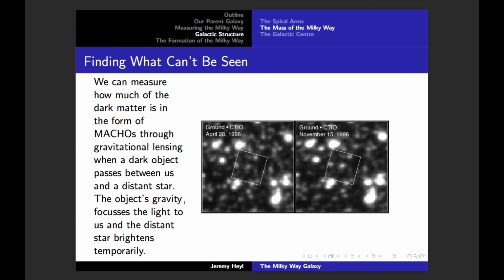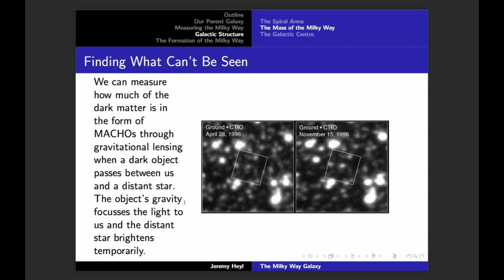But how the macho makes the star brighten is a very particular feature that is not how stars usually get brighter and fainter. Usually when a star gets brighter catastrophically, it gets really bright and then gradually decays. This thing gets bright gradually and then gets fainter gradually in a very precise way that you can write down the formula for.